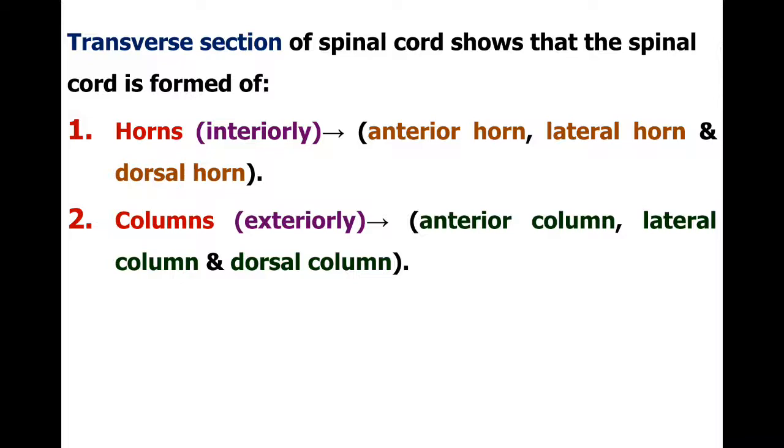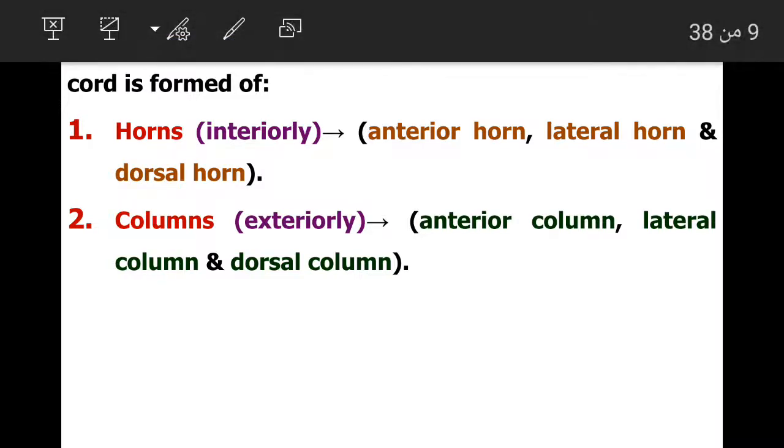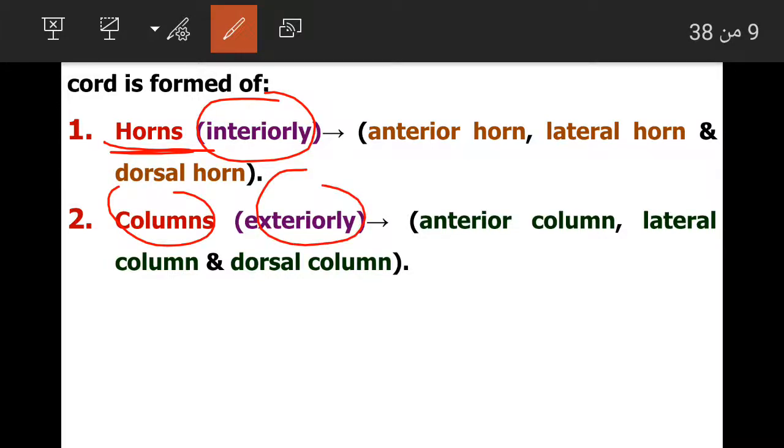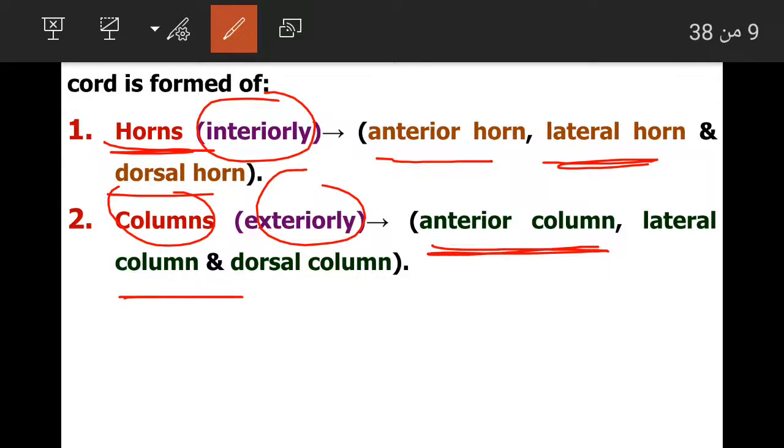The transverse section of spinal cord showed that the spinal cord formed from horns anteriorly and columns exteriorly. The horns are formed from anterior horn, lateral horn, and dorsal horn, while the columns that present exteriorly formed from anterior column and lateral column and dorsal column.